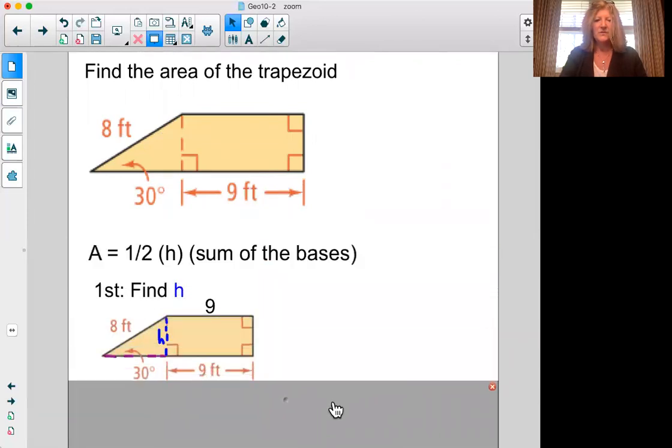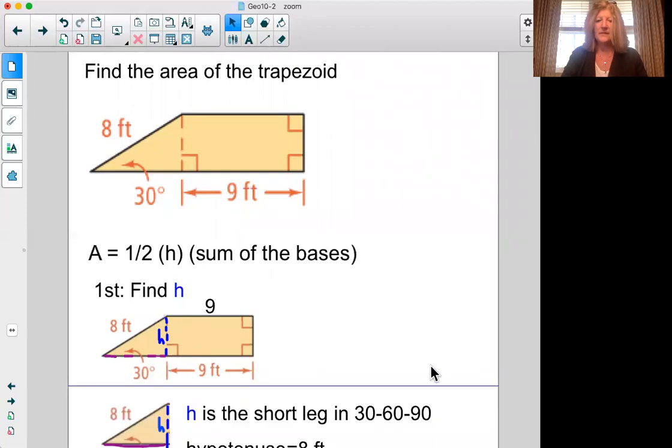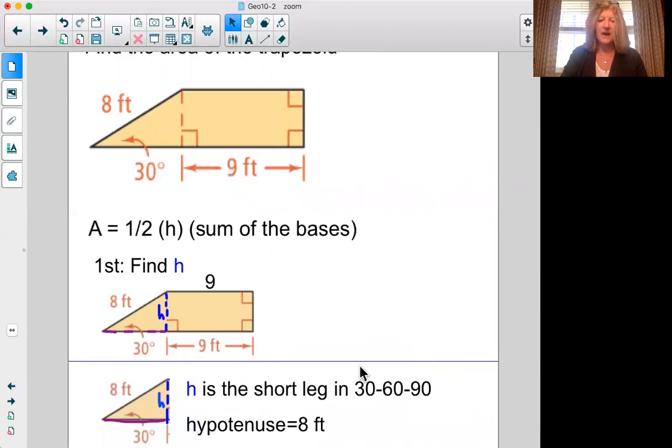So first thing we do is we draw in our little height. We're going to need to know our height, but the purple length here we're also going to need to know because we're going to have to add it to the 9 to get the whole second base. We see that H is the short leg across from 30, and this is the hypotenuse, which is double shorty, which means our height would be 4.